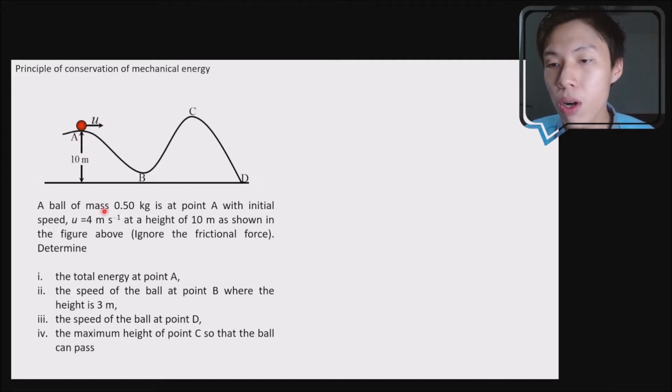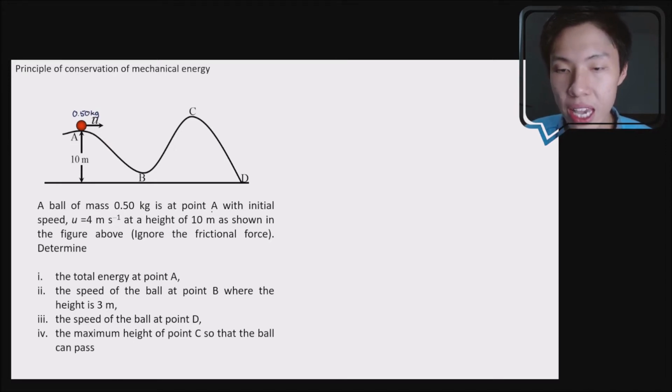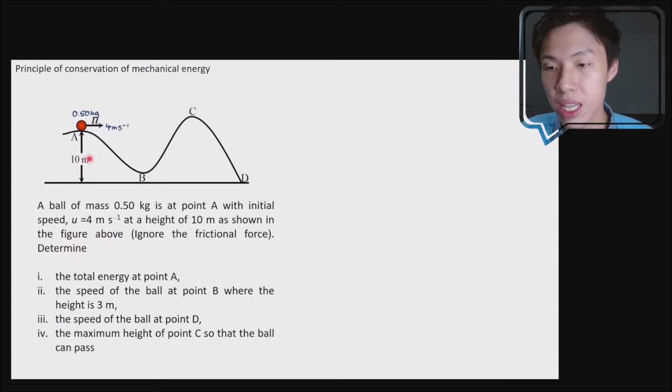A ball of mass 0.5 kg, let's write down 0.5 kg, is at point A. You can see in the diagram it is at point A with an initial speed of 4 meter per second. So let's write down 4 meter per second at the height of 10 meter as shown in the figure above. So it shows here it's 10 meter.